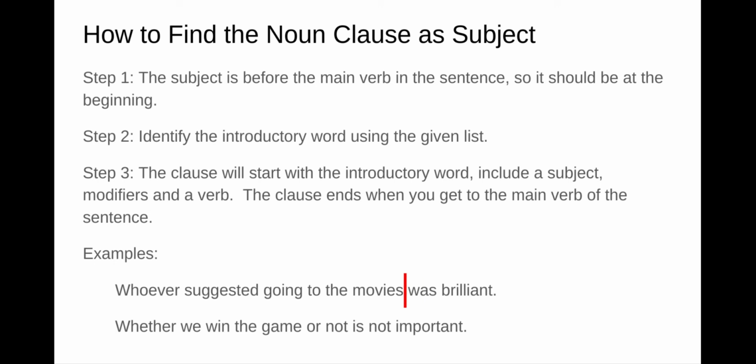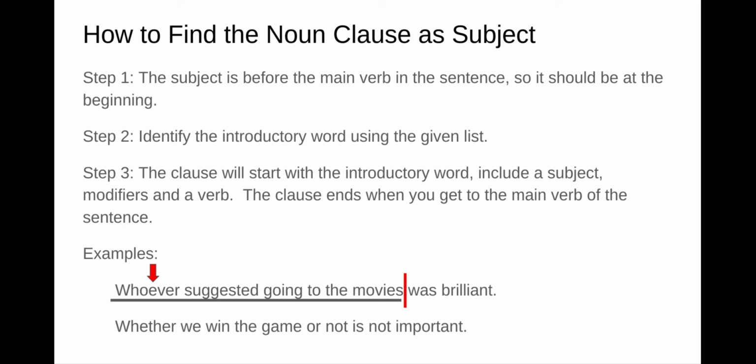Exactly. Whoever suggested going to the movies is the subject of the sentence. Was brilliant. That's the main verb of the sentence. So what are we going to do? We need to find the beginning, find that introductory word. There it is, whoever, and then we go all the way to the main verb. So the noun clause in this sentence is whoever suggested going to the movies.